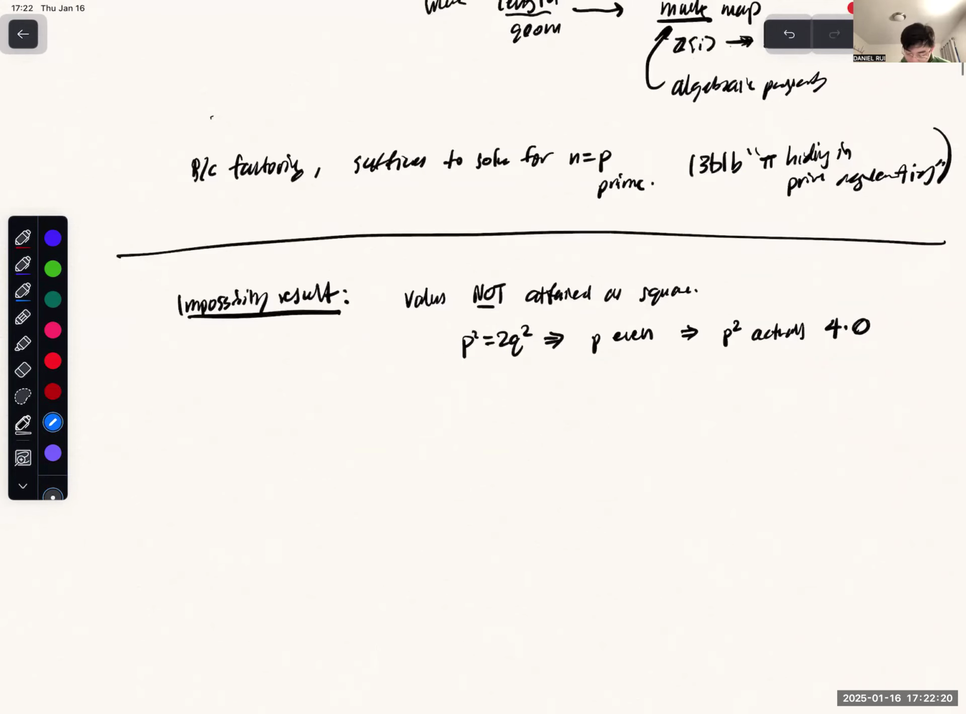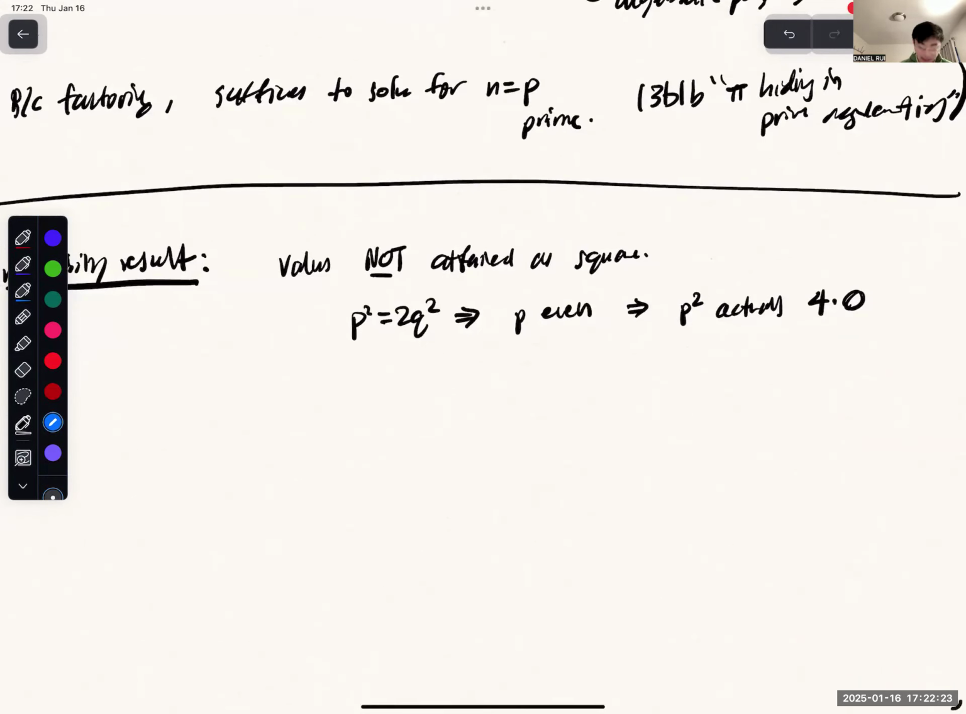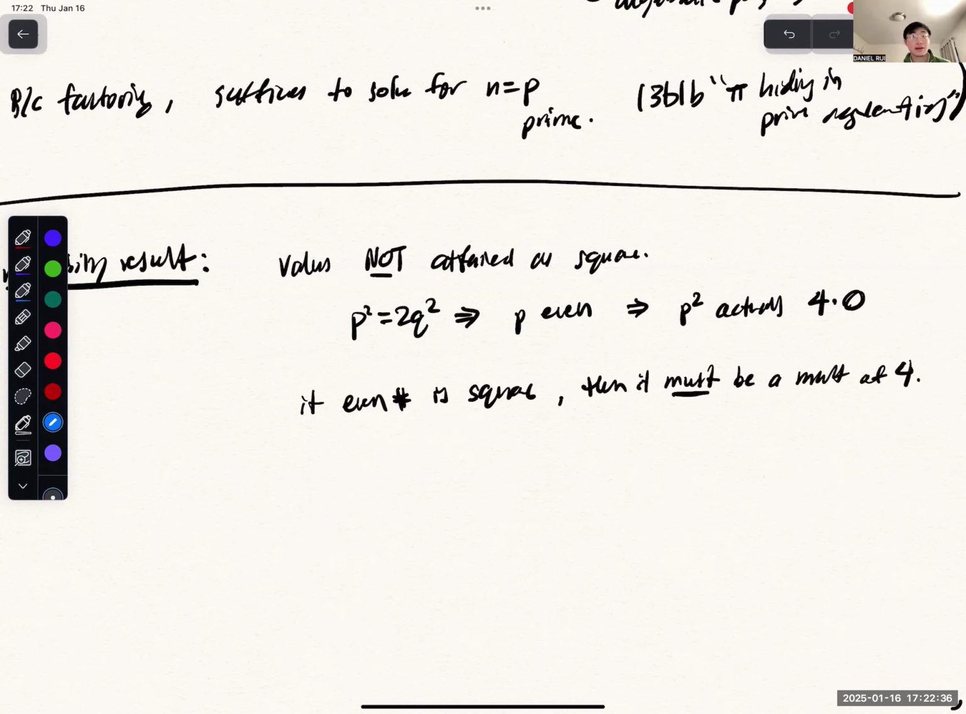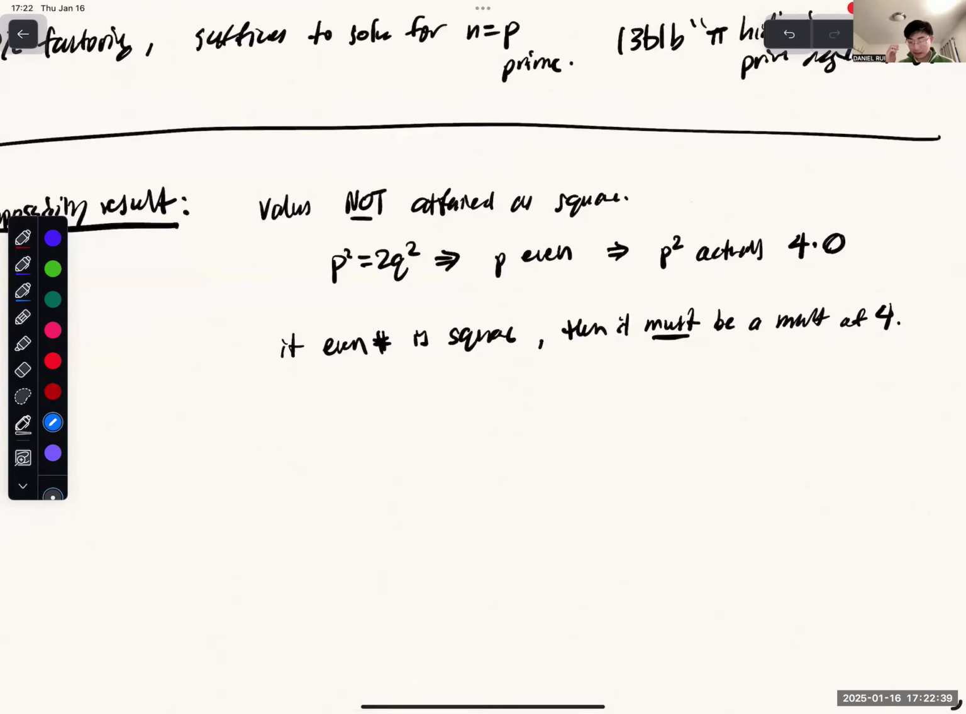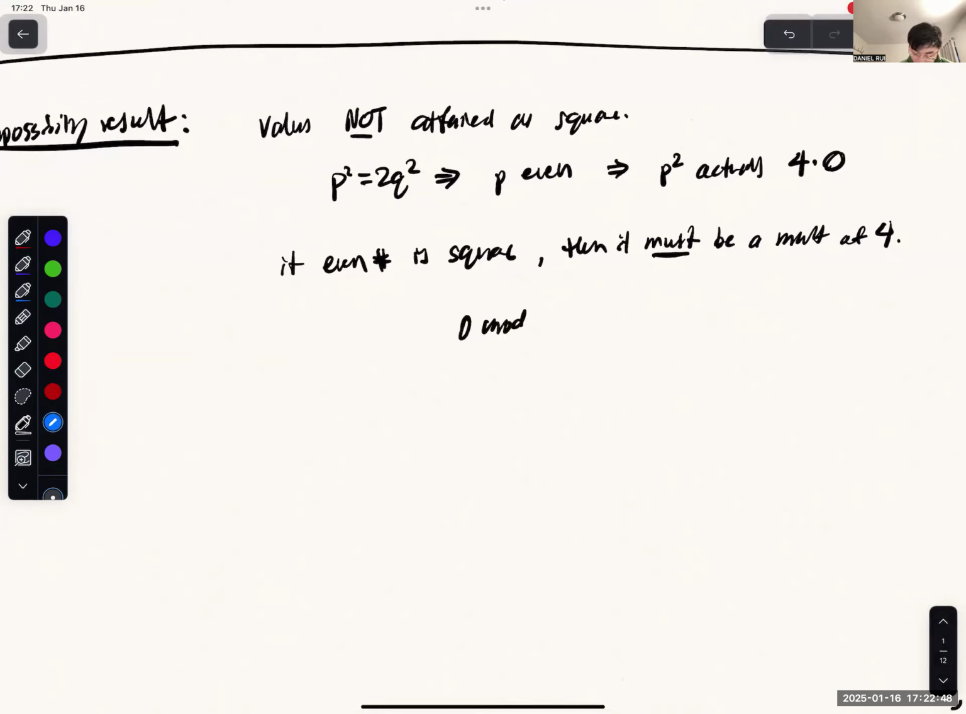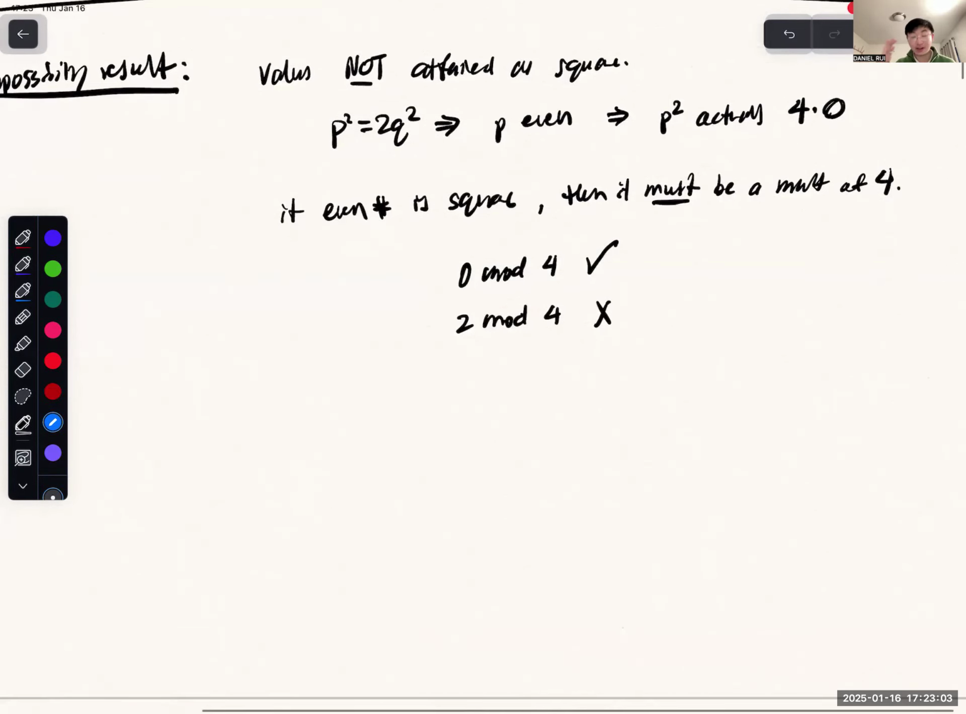In other words, this is saying that if an even number is a square, then it must be a multiple of 4. In other words, the only even number mod 4 that can be attained as a square is 0. So 0 mod 4 is possible, and 2 mod 4 is impossible. So in other words, half of all even natural numbers cannot possibly be produced by squaring, at the very least, right? There's a lot more that cannot be produced, but at the very least, we know that half of them cannot be.